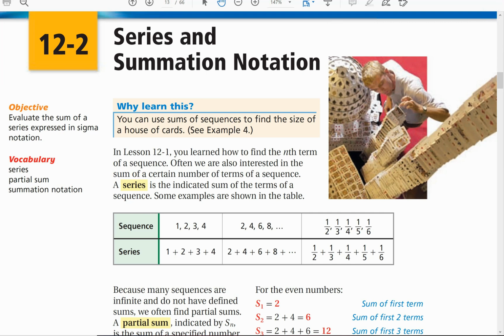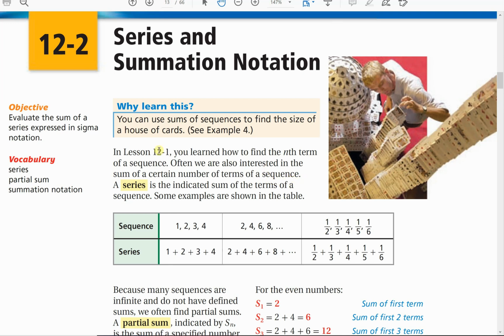What is a series? Well, if you remember in 12.1 we talked about sequences. Sequences were patterns of numbers where you have these elements and they just go up, go down. Sometimes you're multiplying to get the next number, sometimes you're adding to get the next number, what have you. A series is a sum of the terms in a sequence. So if you take the numbers in a sequence and add them up, you get a series.